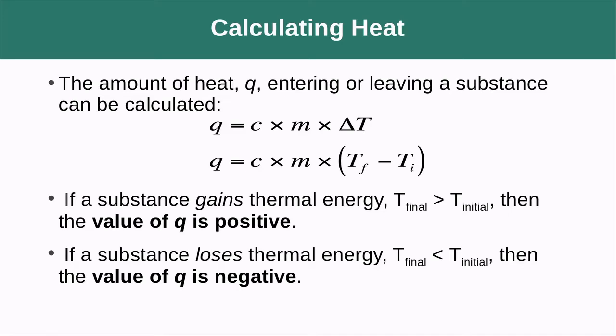If a substance loses thermal energy, then the final temperature is going to be less than the initial temperature. Then the value of Q is negative. This is usually how I see this defined. However, if you do go on and see some other textbooks and some other disciplines besides chemistry, sometimes these are actually reversed. So it's always important to know what kind of definitions you're working under. But for all of our work, when a substance gains thermal energy, we're going to have a positive Q. And when that substance loses energy, we're going to have a negative Q.